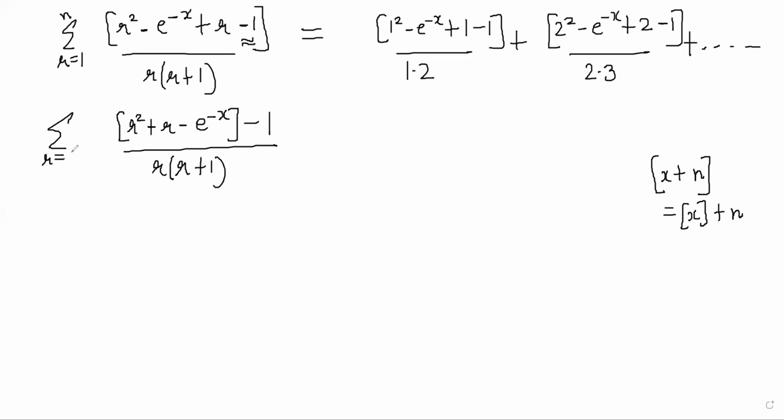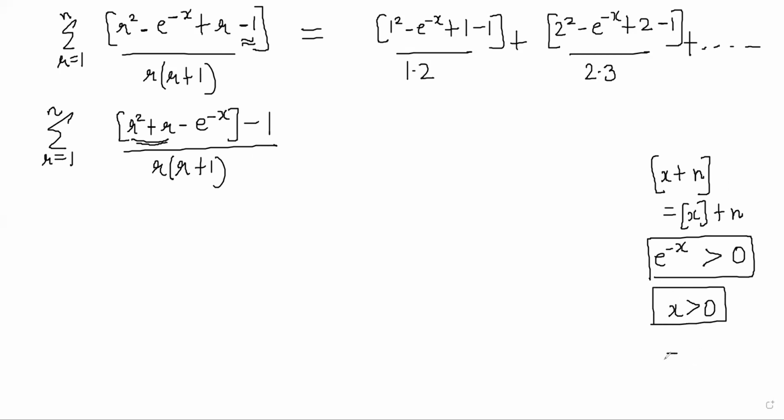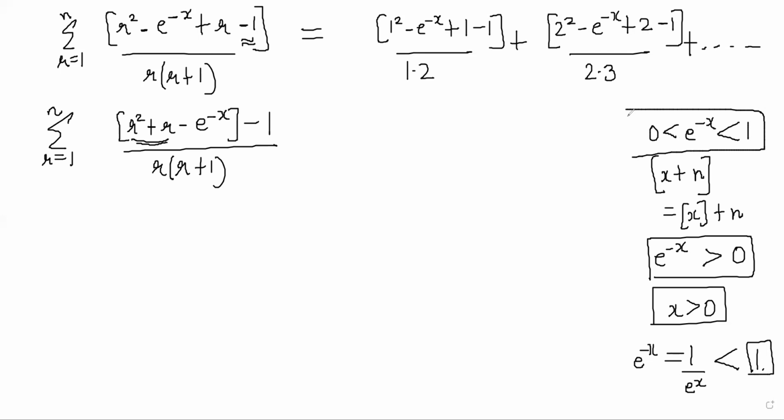And this is my summation, r goes from 1 to n, right? Now, also notice that r square plus r is always going to be an integer, right? R square plus r is always an integer. And e power minus x is greater than 0, right? Any power of e is always positive. But in this case, because x is positive, because this function was defined for x greater than 0, e power minus x is basically 1 by e power x. And therefore, it is less than 1. It is 0 to 1, right? 0 is less than e power minus x is less than 1. This is the condition for x positive.